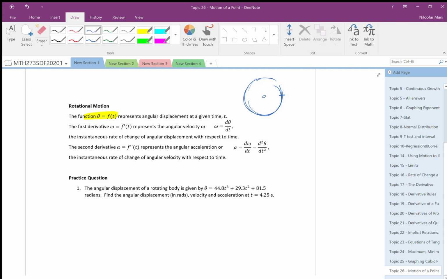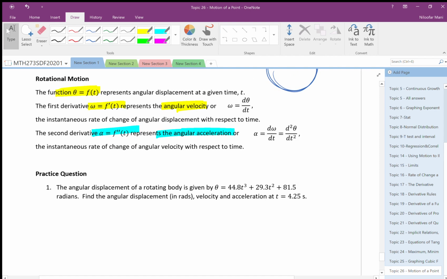Okay, so again, the first derivative is angular velocity. Look at this. The first derivative is angular velocity. The second derivative is angular acceleration. And I show them with alpha and omega. Okay, so alpha and omega, angular velocity and angular acceleration. I know we didn't do too many questions on that topic before. We didn't talk about what is radian, but still we can do this question.